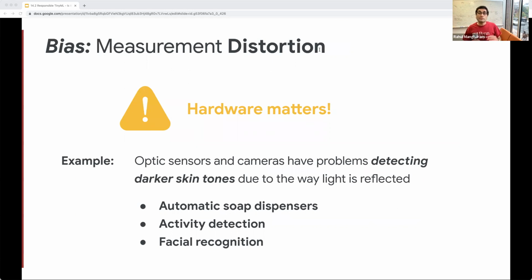Bias can also be attributed to measurement distortion. This most often occurs when there's a problem with the device making a measurement or the observation. To put it simply, hardware in this case really matters. For example, optic sensors and cameras have a problem detecting darker skin tones due to the way light is reflected. And this has led to notable issues with even simple things like automatic soap dispensers, or, during these COVID times, finger pulse oximeters have difficulty in reporting with darker color skin. And tools for even activity detection and facial recognition all have issues based on skin tone.